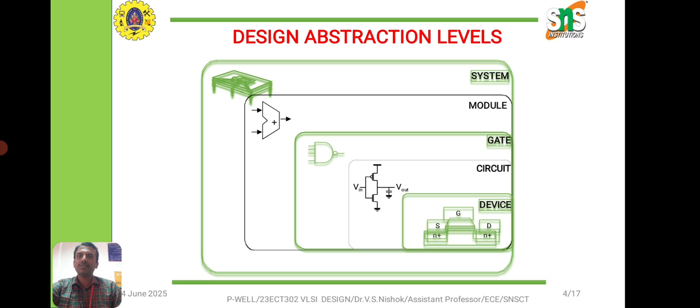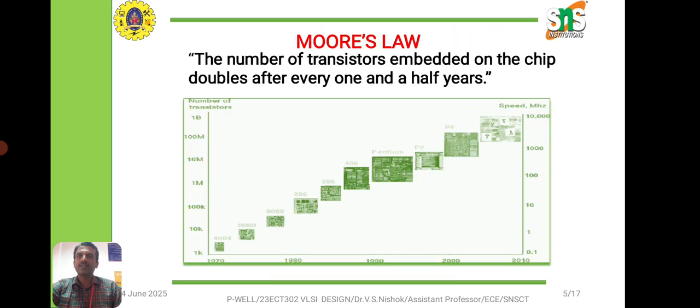And then the different abstraction levels: system level, module level, gate level, circuit level and device level. So there are different levels of abstraction. Coming to Moore's law, it states that the number of transistors in a circuit will double every 1.5 years, that is, every 18 to 24 months.